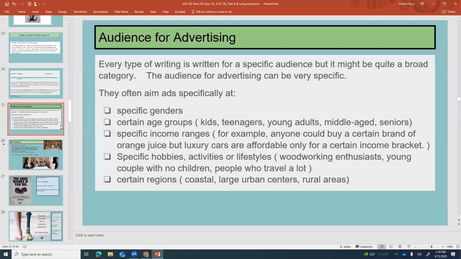The people who design these ads are trying to make sure that their message gets to the people they're hoping have the money and the interest and the willingness to buy their product. So they do target people very specifically.